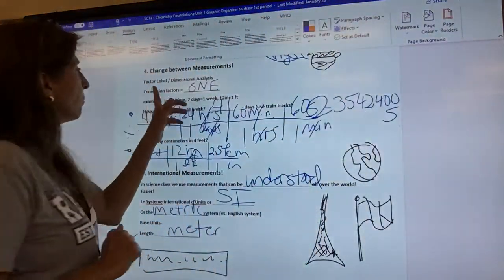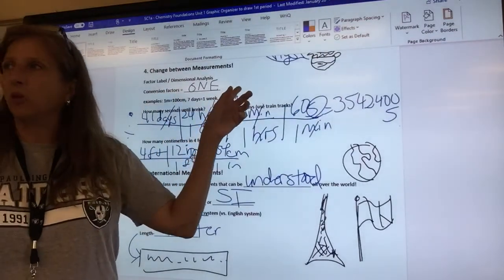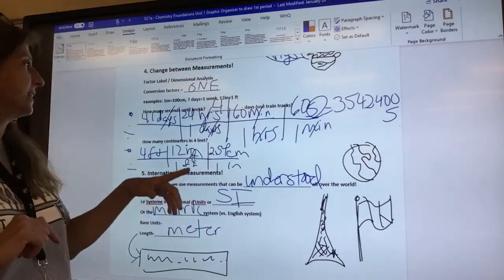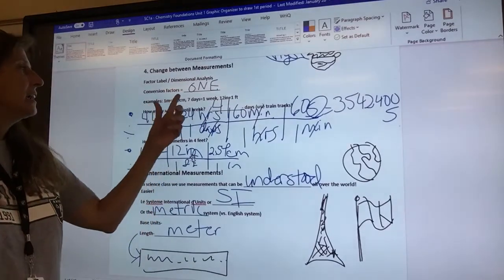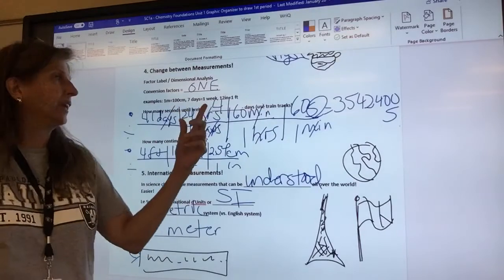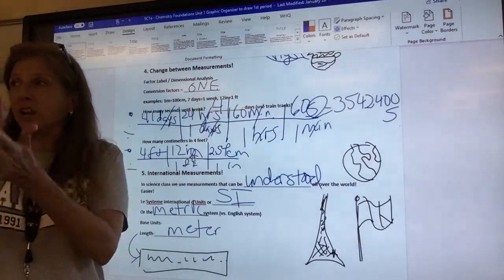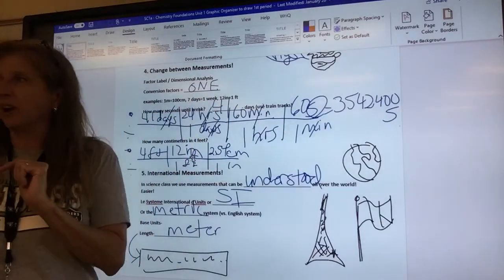Okay, so conversion factors are things that equal one because it's something divided by itself. For example, 1 meter is 100 centimeters, they're the same thing. 7 days is 1 week, they're the same thing. 12 inches is 1 foot, stop, kaput. They're the same thing, right?